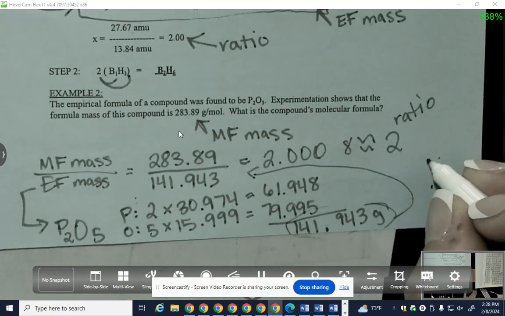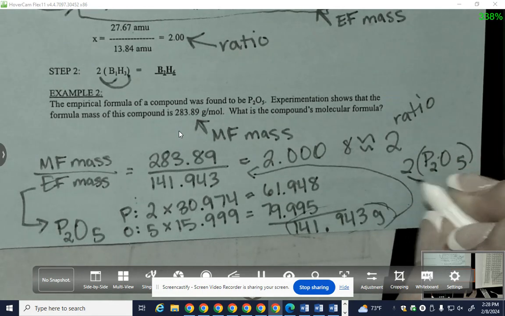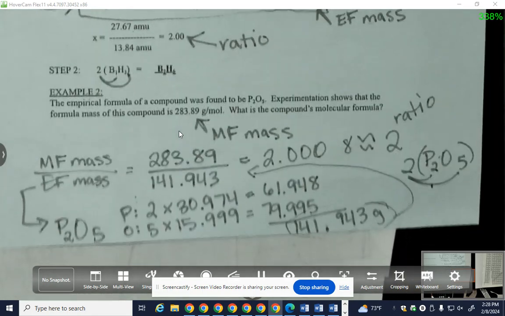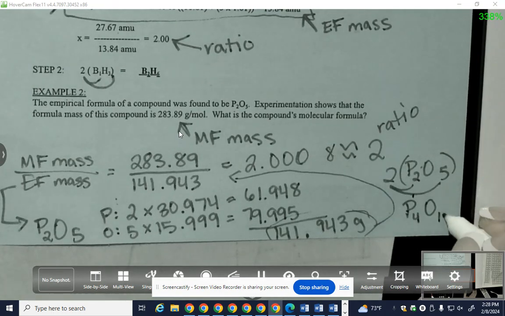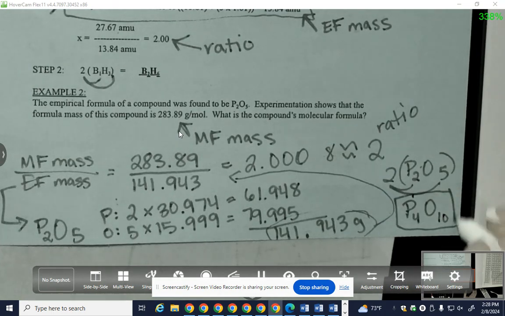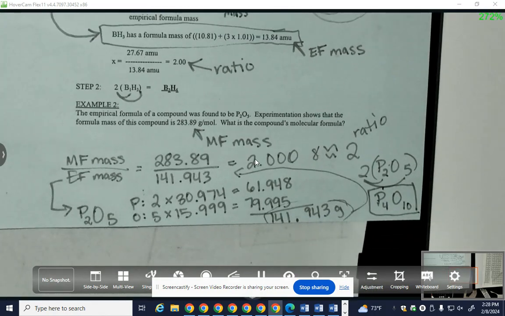That means that if I have P2O5, I'm going to multiply everything by 2. So P4O10. So that's empirical and molecular formulas.